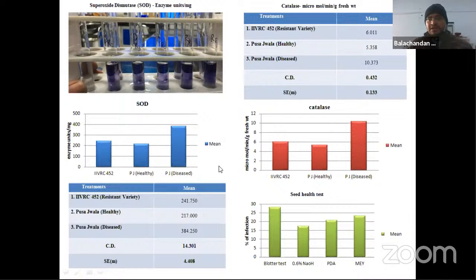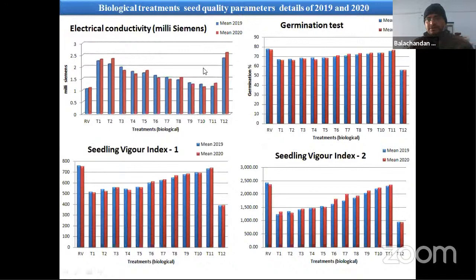And coming to the seed health test, the standard seed blotter test is the best method, because here we will come to know the internal seed infection, and also if it is germinated. So seeds collected from the biological treatments in the field show that in the control, the EC was very high compared to T10 and T11, which are Trichoderma viride and harzianum with seed treatment, seedling dip, as well as foliar spray. They showed very less EC, as well as in germination tests also. In control, it is less than the Indian minimum seed certification standards because of the more incidence of the disease. And the seedling vigor index 1 and 2 also showed higher values where we have used the biocontrol agents.